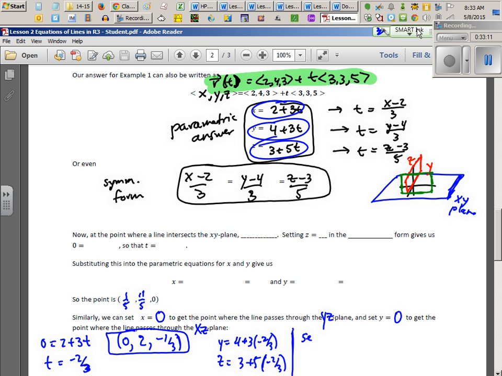So you would actually set y equal to 0. If you set y equal to 0, you get 0 equals 4 plus 3t. Naturally, t then is negative 4/3. And that means that x is going to be 2 plus 3 times negative 4/3, in other words, 2 minus 4. And z is going to be 3 plus 5 times negative 4/3. Sorry for the sloppy handwriting. The stylus doesn't work very well towards the edge of the screen.